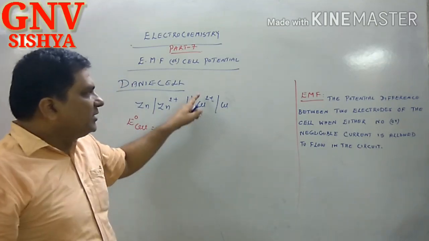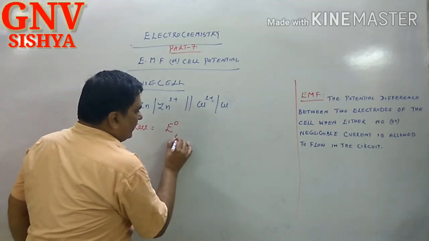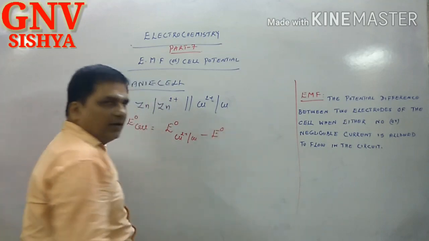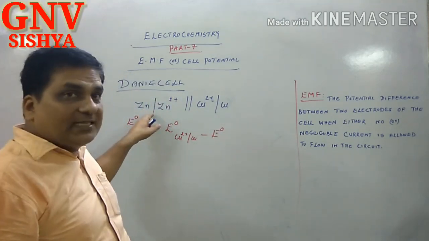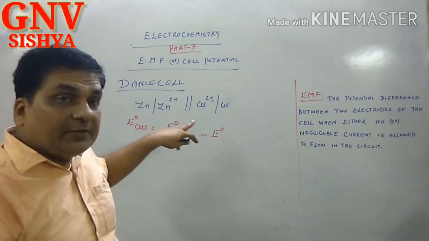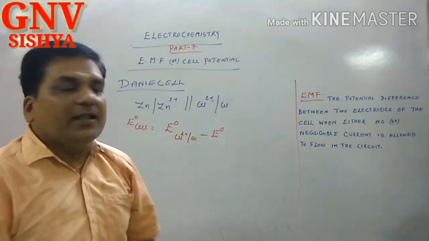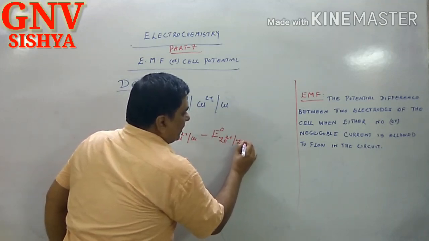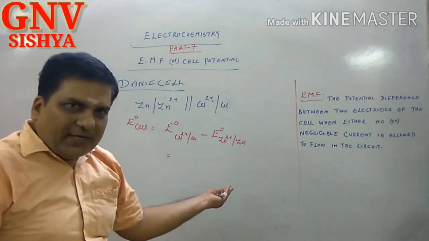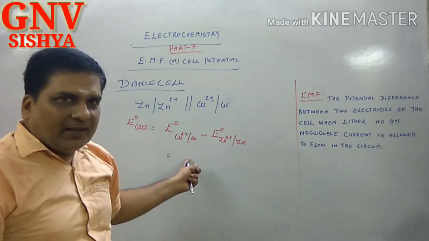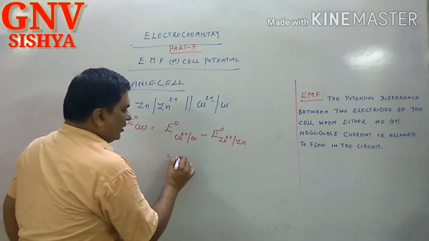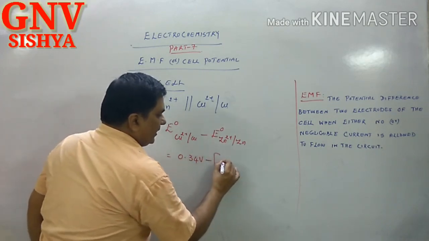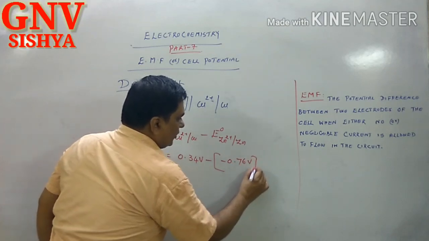How would you write that? E naught of reduction potential Cu2+ to Cu. So you write E naught of Cu2+ bar Cu minus E naught of, here we write Zn Zn2+, that is the notation. But here oxidation takes place, and we have to write only reduction potential. Then what do you write? E naught of Zn2+ bar what? Zn. Few minutes back, I wrote those values. You refer. What is the reduction potential of copper? 0.34 volt, minus the reduction potential of zinc, minus 0.76 volt.